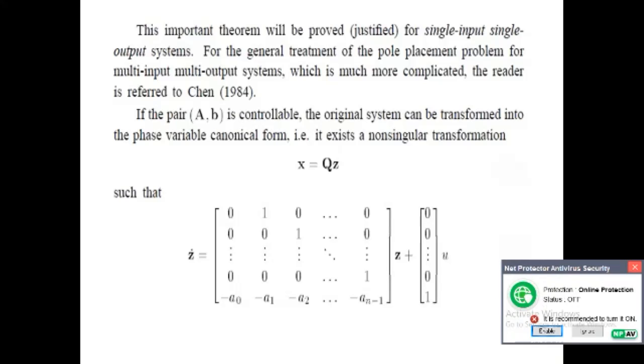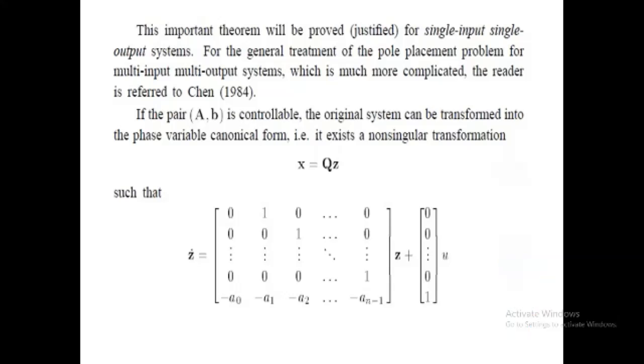Let us consider one matrix Z: in the first row 0, 1, 0 and so on, then 0, 0, 1, then 0, 0, 0, then 1. Here, if you see, the constant 1 is shifting diagonally. In the bottom row the values go like a0, a1, a2, with 1 shifting diagonally, making the first n terms equal to 0, into z plus 0, 0, 0 and 1 into u. So x is equal to Q into z.